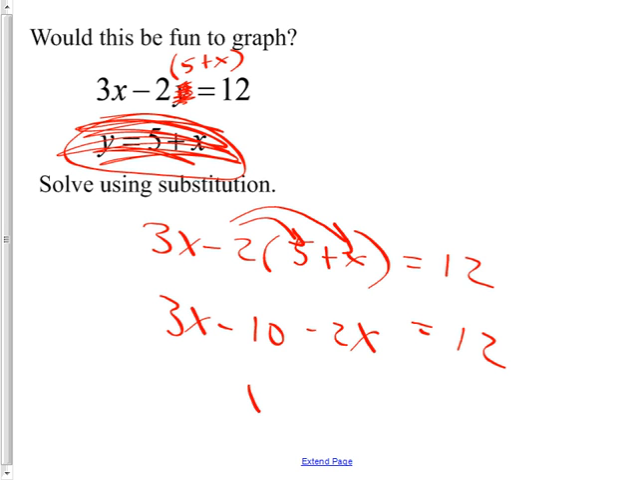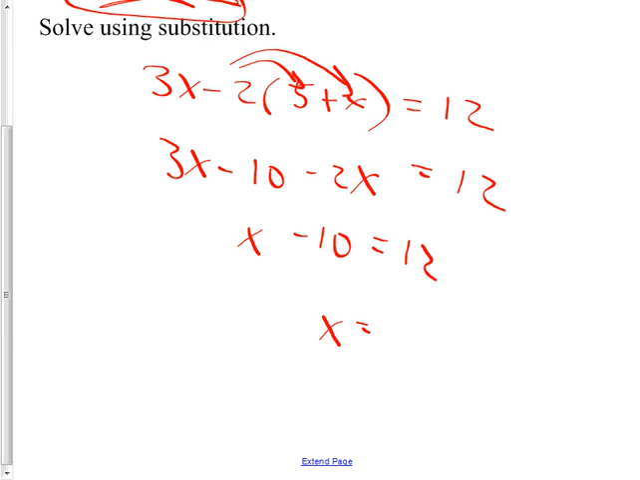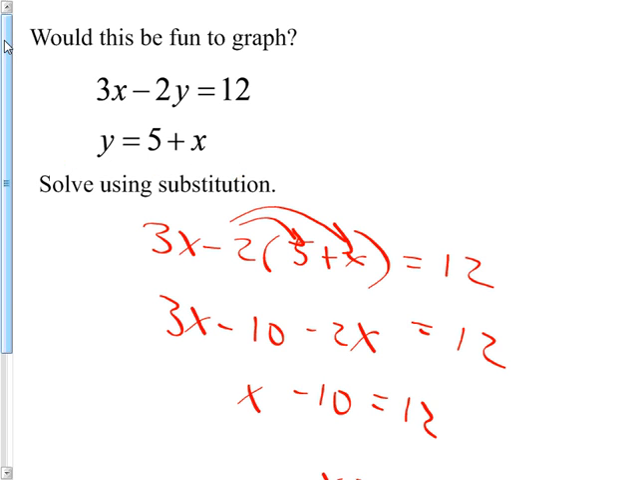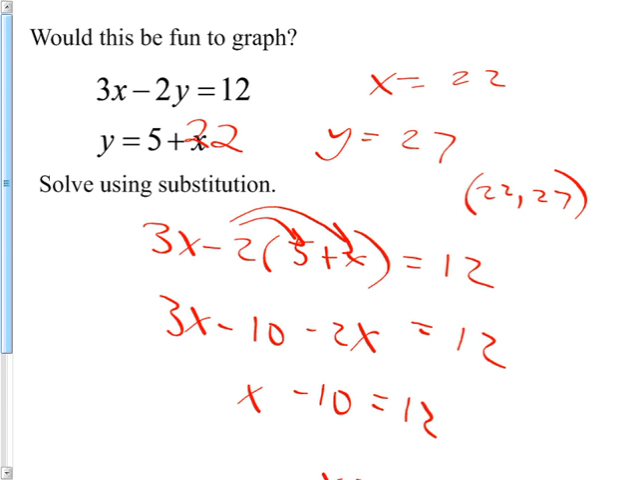3x minus 2x is just x. Minus 10 equals 12, and then I add 10 to both sides. x equals 22. Once I know that x is 22, raise your hand if you got that. Okay, good. Then I take x is 22 and stick it into either equation I want. I prefer the easier one, so I stick in the 22 right there. And then what does y have to be? 27, 5 plus 22. So y is 27, x is 22. Could I write that as 22 comma 27? That'd be really smart. You don't have to. You can write it out as x equals 22, y equals 27, but this is a little more efficient.